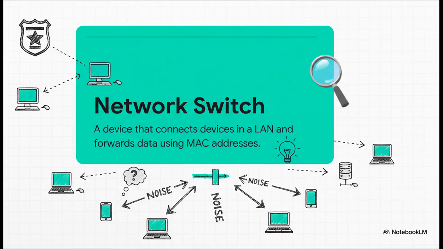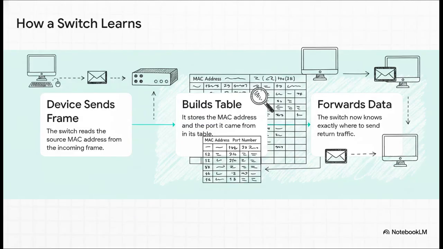See, the old way was to use a device that just shouted out all the data to every single computer. Super inefficient, not very secure. A switch, though, it's way smarter. It actually learns where everyone is and directs traffic only where it needs to go. So how does it get so smart? Well, it's a pretty clever and simple learning process.